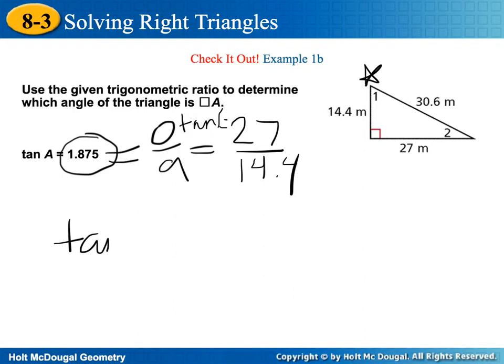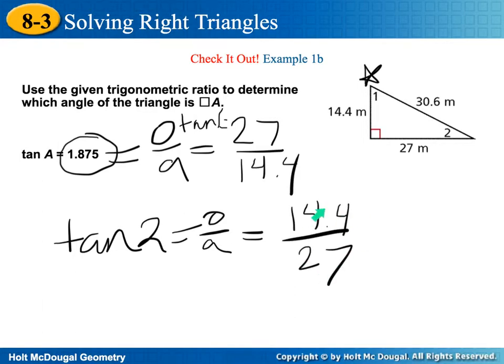If I look at the tangent of 2, opposite over adjacent is 14.4 over 27. This is very close to about half. If I look at 14, and this is almost like 28, 14 over 28 is half. So it's probably not going to be this one, but let's go ahead and check in our calculator. Tangent of 1 is 27 divided by 14.4. That gives us 1.875. And 14.4 divided by 27 gives us 0.5333 repeating. So the tangent of A is at angle 1.